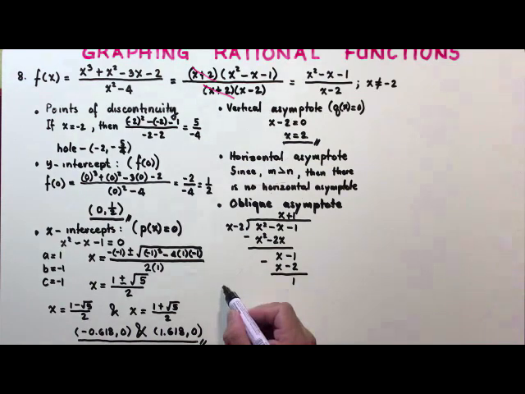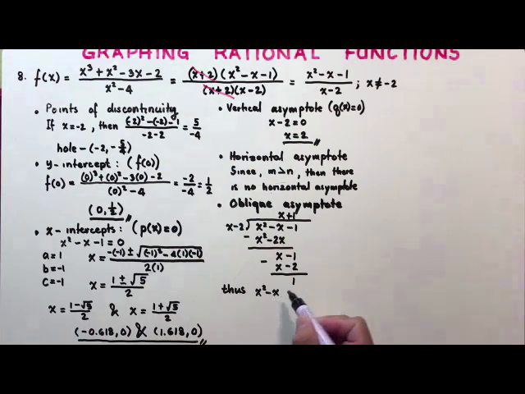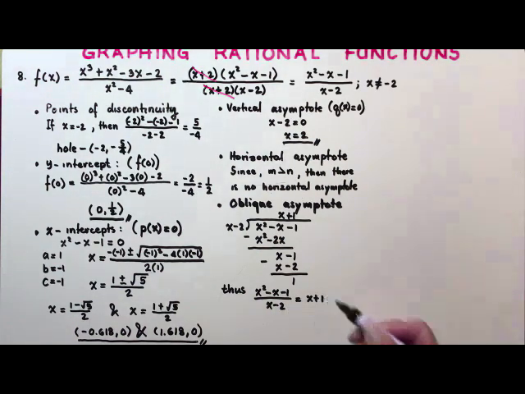Thus, we say that when you divide x squared minus x minus 1 by x minus 2, the quotient is x plus 1. And there is a remainder of 1. So this will be divided by the divisor x minus 2. So as you can see, the quotient plus the remainder over the divisor is this one.